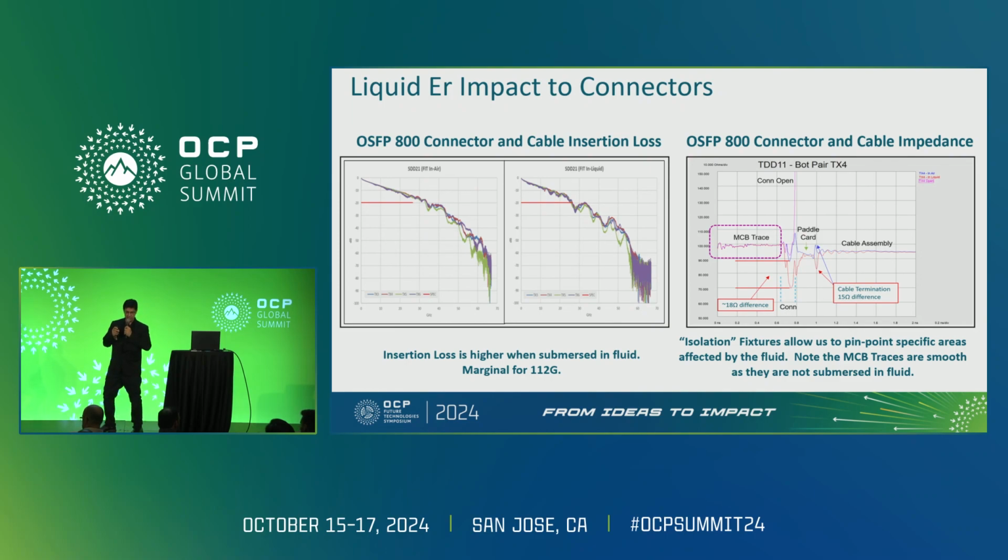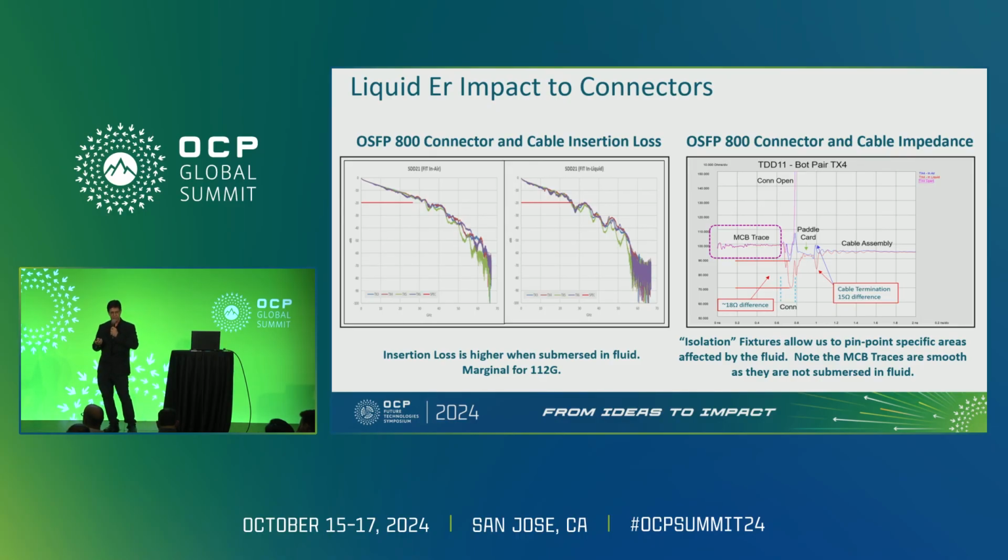But one of the things we're noticing is about an 18 ohm drop at the mated connector area. That is one of the attributes we need to overcome. And then if you look farther going down, the paddle card looks okay, but it's around the cable termination. So these are areas we needed to focus on.